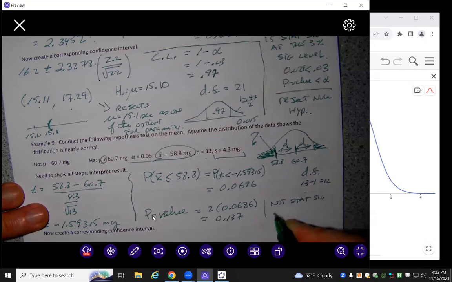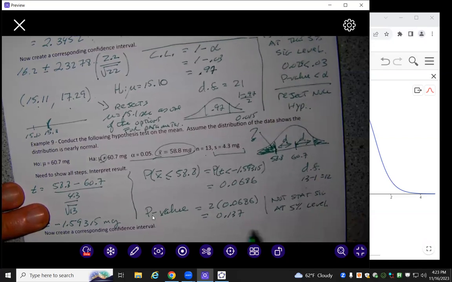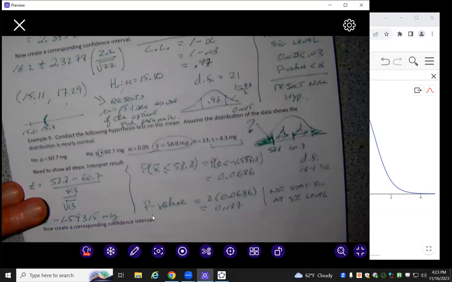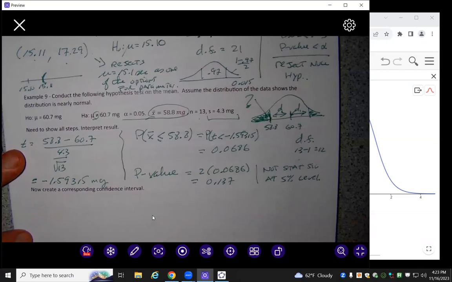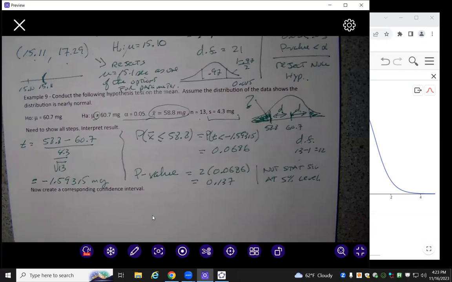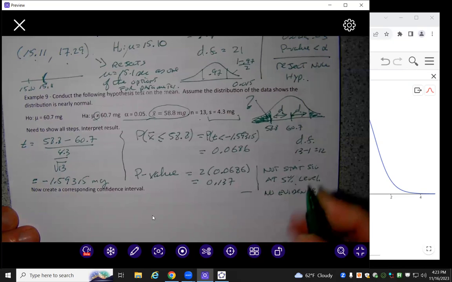Result definitely not statistically significant at the 5% level. In general, this is not statistically significant. This p-value is much higher than even 0.1. Between 0.05 and 0.1, nobody uses it anyway, but that is considered very weak evidence, and this is way beyond that. So no, not statistically significant at 5%, no evidence. So this is really no evidence against the null.